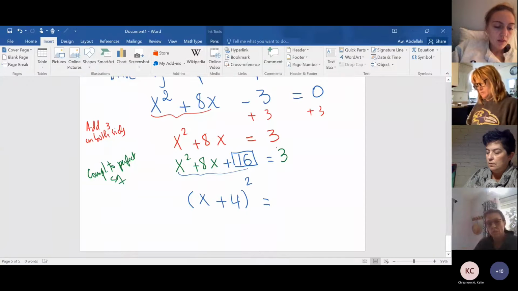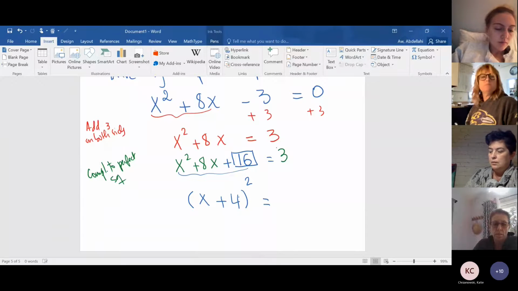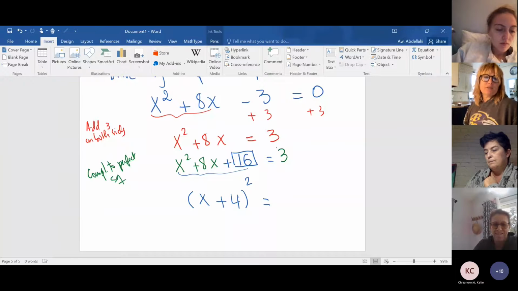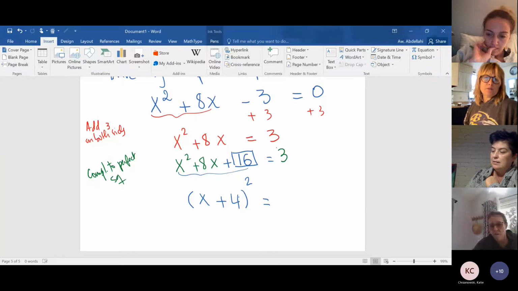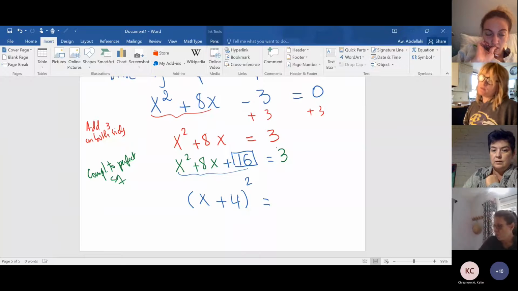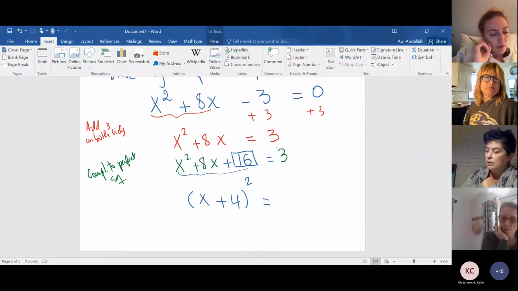Before I even proceed, if I keep going, what's going to be wrong? The 3, what's up with the 3? I added 16 on the left side. What ought I to do on the right side also? Add 16. Exactly. This is an equation. Every time you have an equation, whatever you do on one side, you have to do on the other side, right? So don't forget, add 16 here and add 16 here.